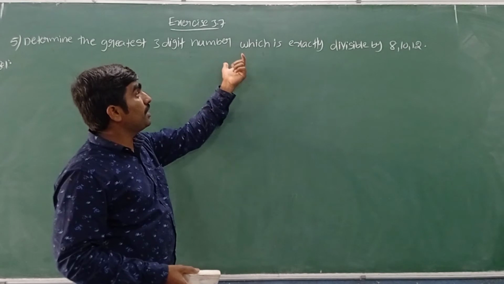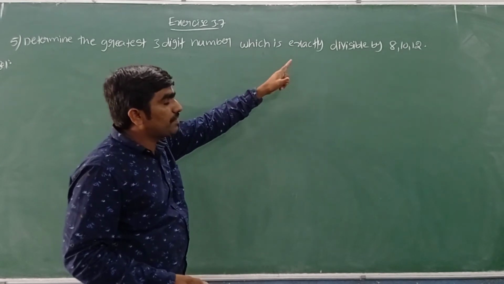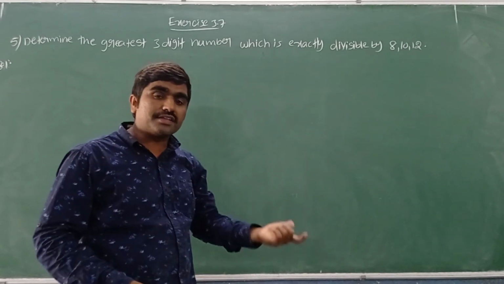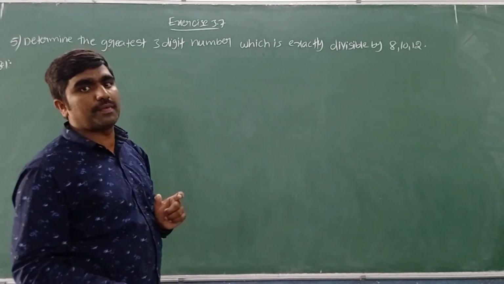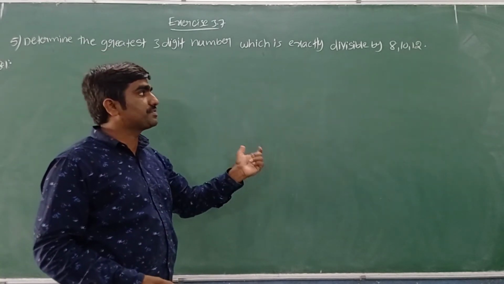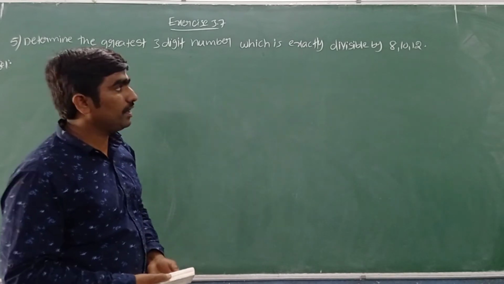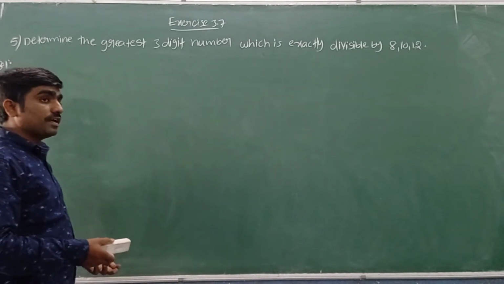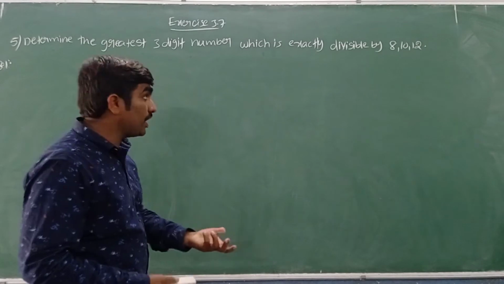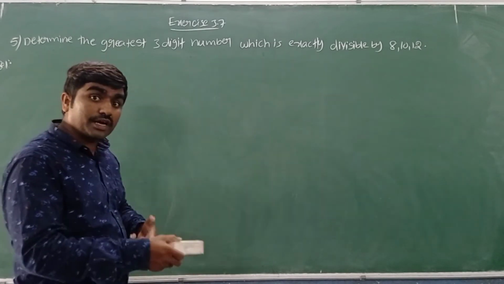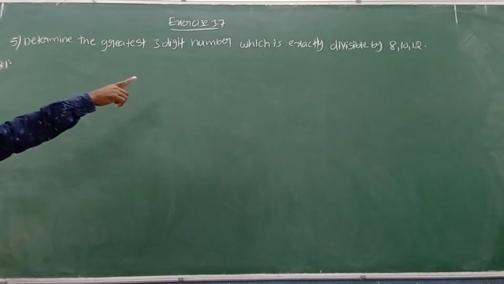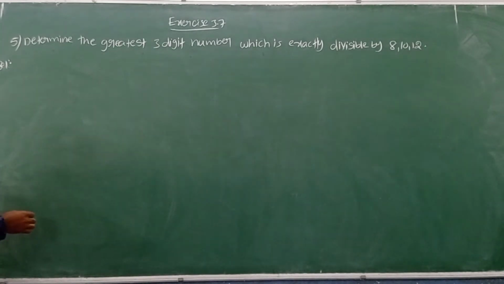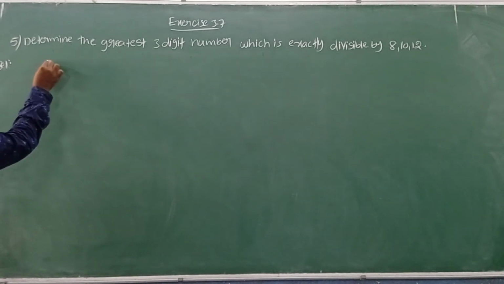So how can I find a number which is exactly divisible by the given three numbers? By finding LCM or HCF? LCM, very good. LCM is the least common multiple which is exactly divisible by all the given three numbers. Sir, can we get that LCM value as 3 digits? That too the greatest? We'll see. Okay. Now to know the number which is exactly divisible by 8, 10, 12.